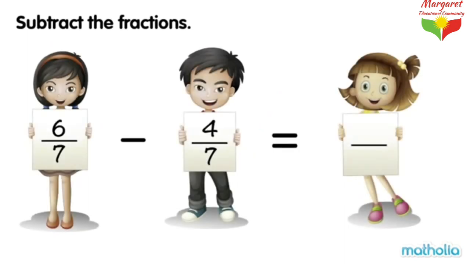Subtract the fractions. Let's find 6/7 minus 4/7. Both of the denominators are the same. The fractions are like fractions. To subtract like fractions, we subtract the numerators and leave the denominator the same. 6 minus 4 equals 2. 6/7 minus 4/7 equals 2/7.